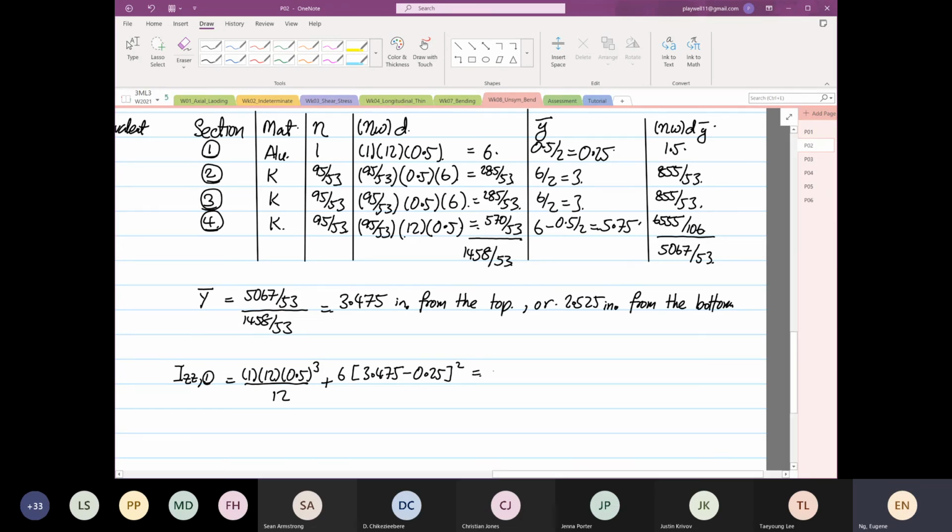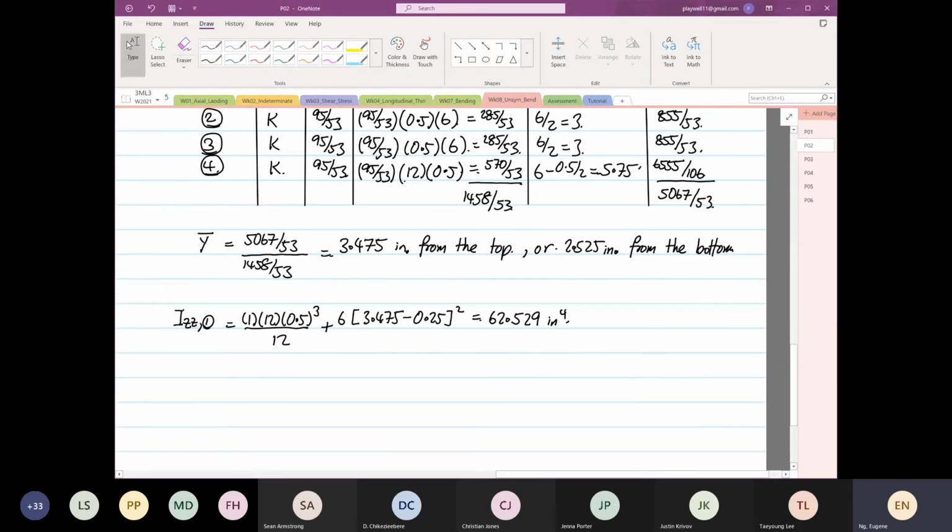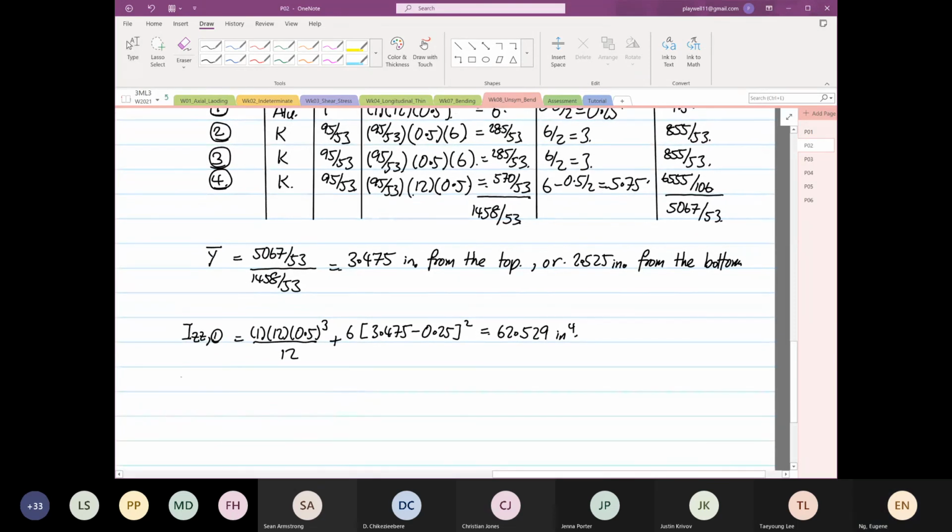Okay, so this is 62.529 inch to power 4. Okay, I'll do it again. 3.475. Okay, it's correct. So 1 times 12 times 0.5 power 3 divided by 12 plus 6 times (3.475 minus 0.25) squared is equal to 62.529. Correct. Okay. So now we do IZZ2. Now IZZ2 is equal to IZZ what? 3. Okay.